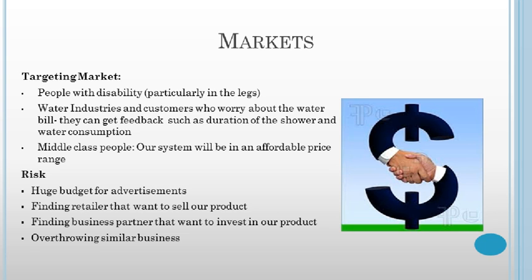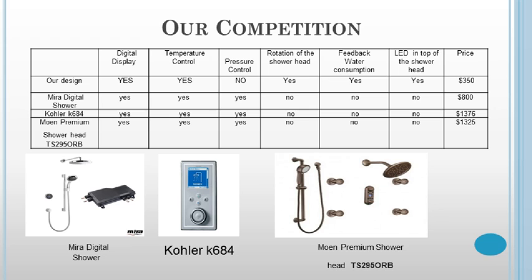And right now this table over here is about our competition. You can see the similarities and differences between our product and our competition that is right now in the market. We have the same digital display, we have the temperature control. We are not going to use a pressure control because this consumes a lot of power, and we are trying to avoid that. But the difference between our product and our competition is that we're going to have a rotation of the shower head. We're going to have some feedback on water consumption. We're going to have LED on the top of the shower head, and of course the main one is our price.